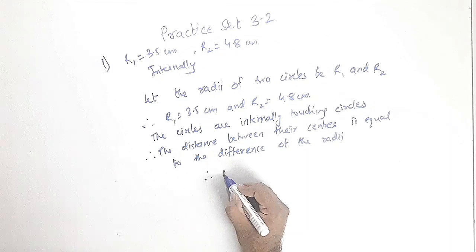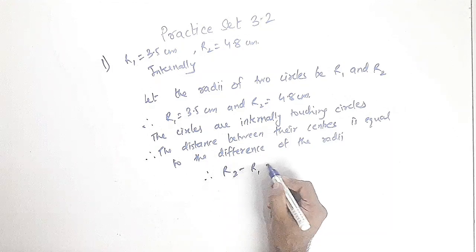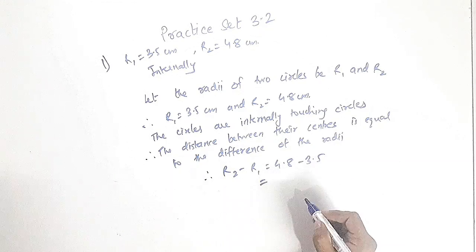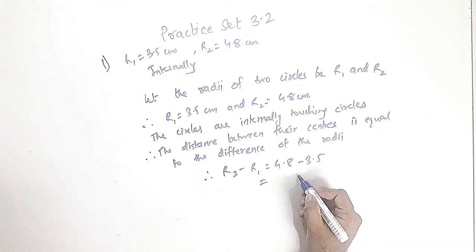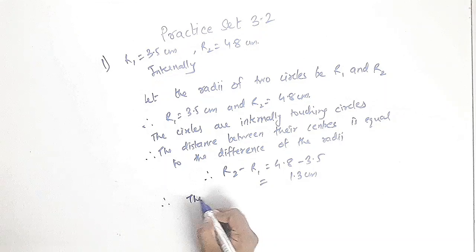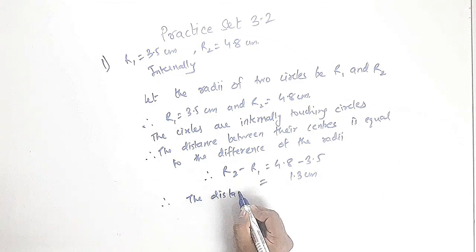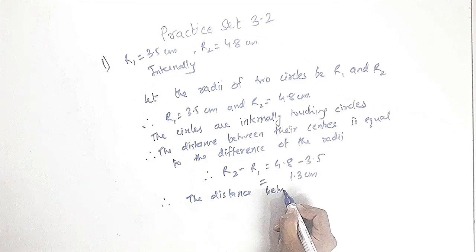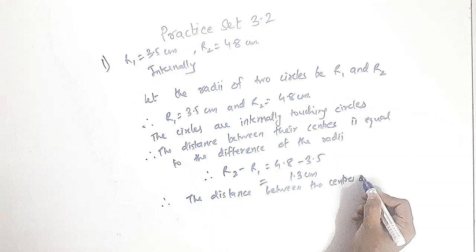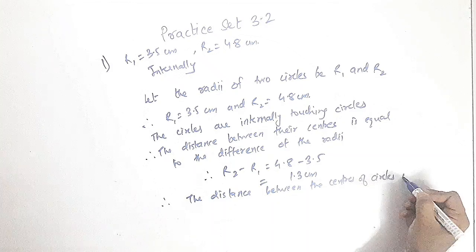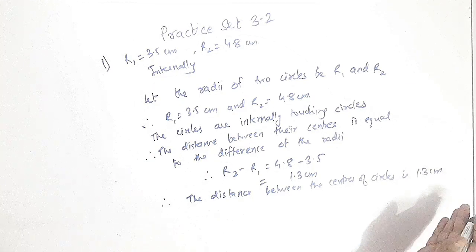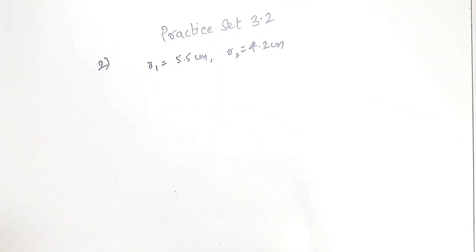Therefore R2 minus R1 is equal to 4.8 minus 3.5. What is 48 minus 35? It is 13. So it is 1.3 centimeter. So you have to write, therefore the distance between the centers of the circles is 1.3 centimeter. Okay, so let us move on to the second one.